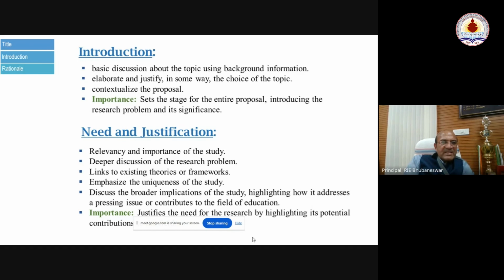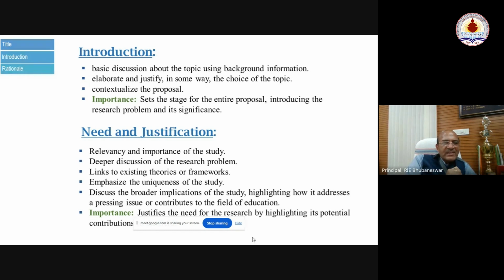For example, when I'm conducting research on superconductivity in bulk metallic glasses, then what is superconductivity? What are bulk metallic glasses? How can superconductivity be interesting in bulk metallic glasses? So this type of introduction I should give as a preamble of the research proposal, and it should be elaborative, justifiable in some way, and it should justify the choice of the topic. And it should contextualize the proposal, should highlight the importance. So importance sets the stage of the entire proposal, introducing the research problem and its significance. So these things should be a core part of the introduction.